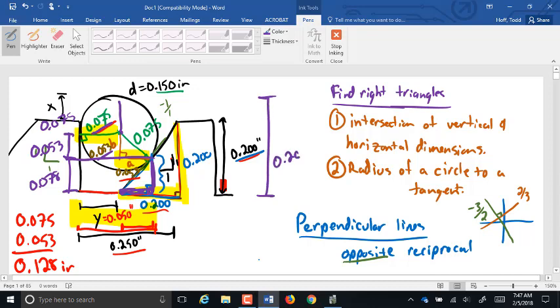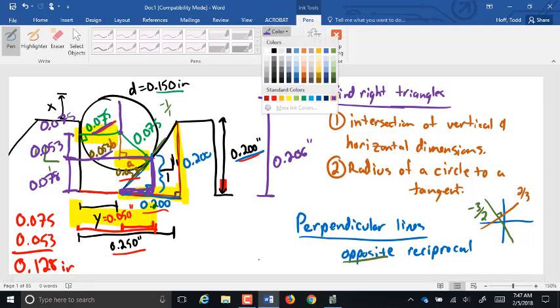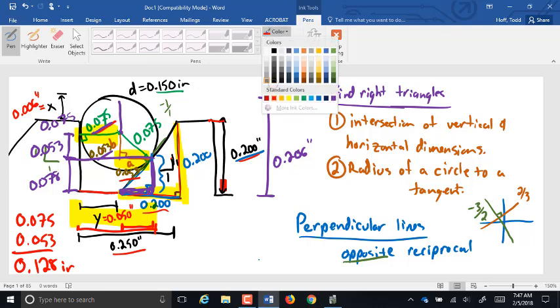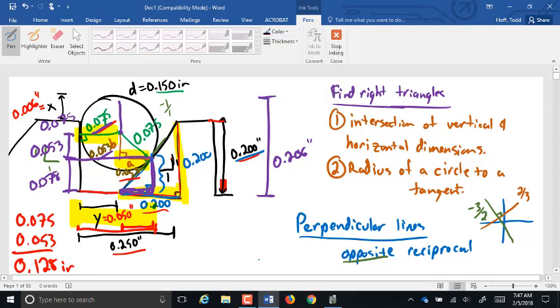Or 0.206. Does that end up right? So that being 0.206, up here is 0.200, so the difference is 6 thousandths of an inch that sticks up. Well, that's nothing. That's nothing yet. Any questions?